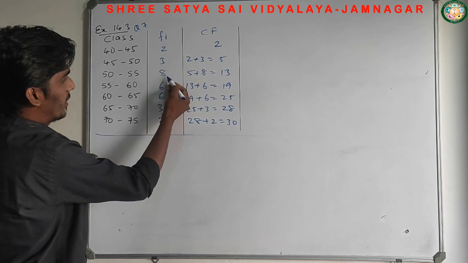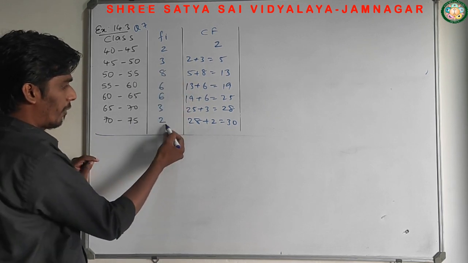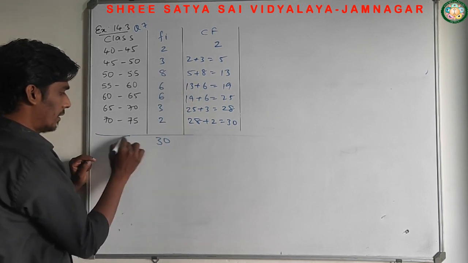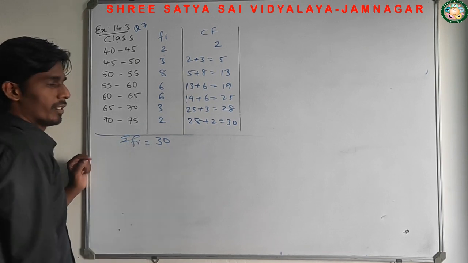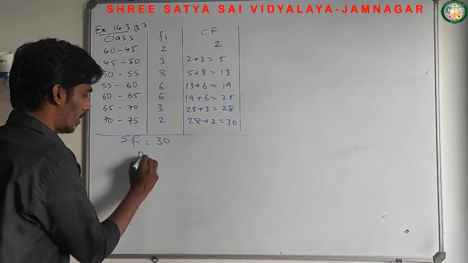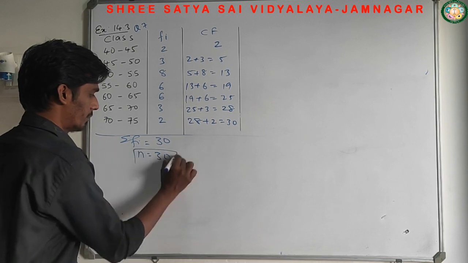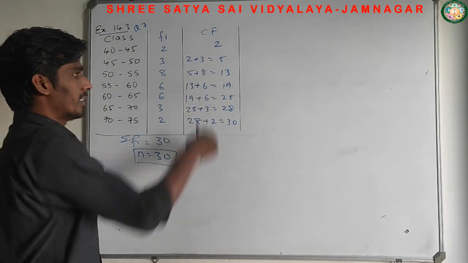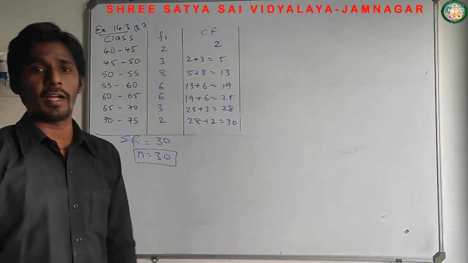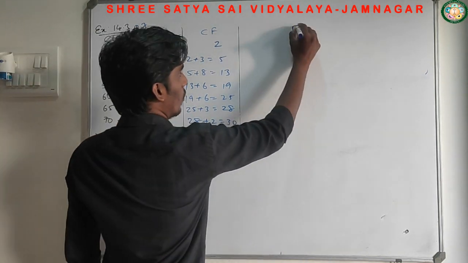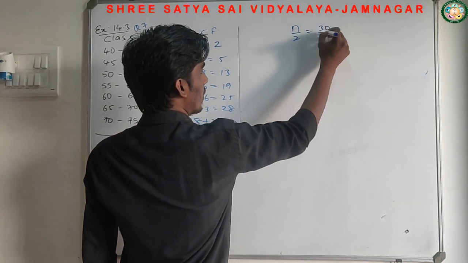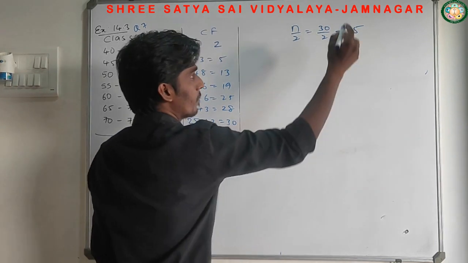Adding all these numbers, 5 plus 8 is 13, 13 plus 12 is 25, 25 plus 5 is 30. This is the sum of all frequencies, or we can say this is N. Now let's start calculating. The first part is to find the median class. So n by 2, 30 by 2, is 15.